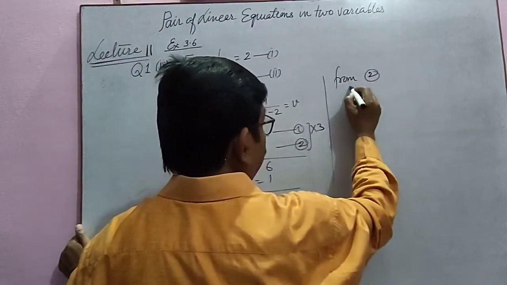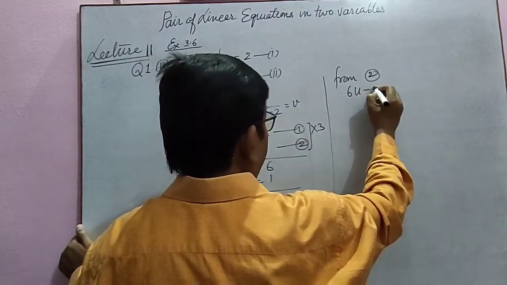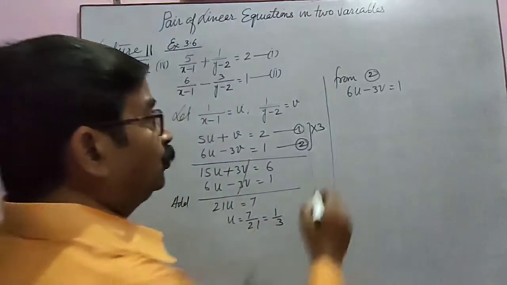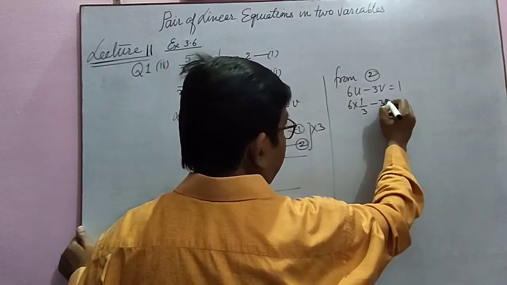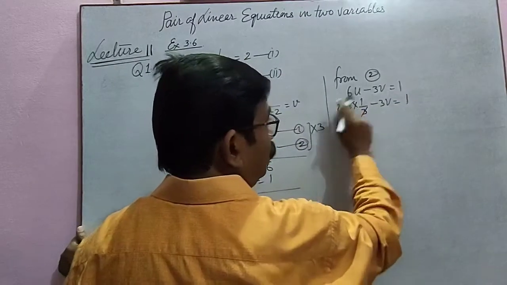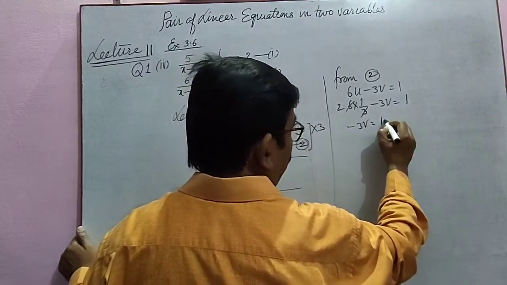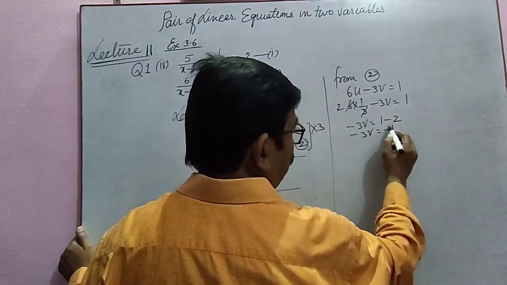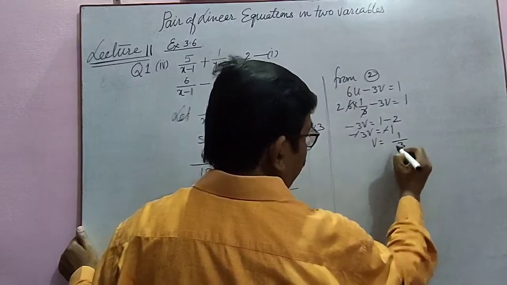From 2, 6u minus 3v is equal to 1. Write the value of u. 6 into 1 upon 3 minus 3v is equal to 1. 3 2s are 6. This 2 will go this side. So minus 3v is equal to 1 minus 2, minus 3v is equal to minus 1. Minus and minus will go. v is equal to 1 upon 3.